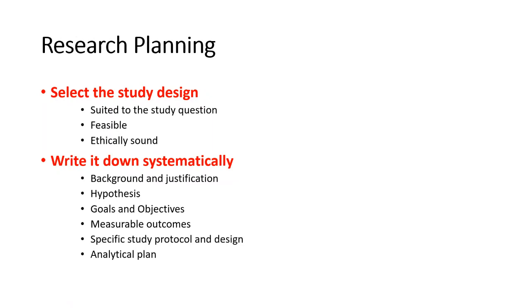You know, you can say, I want to do this study because I want to measure if people have greater satisfaction with one intervention or another intervention. But if you have no mechanism of measuring satisfaction objectively, then that's not a measurable outcome. So you have to have something which is objectively quantifiable and measurable. Then the next step for you would be to write down your protocol and the design and an analytical plan.